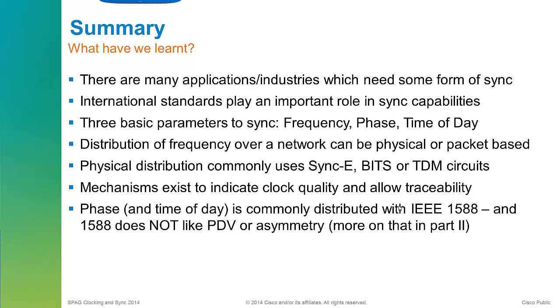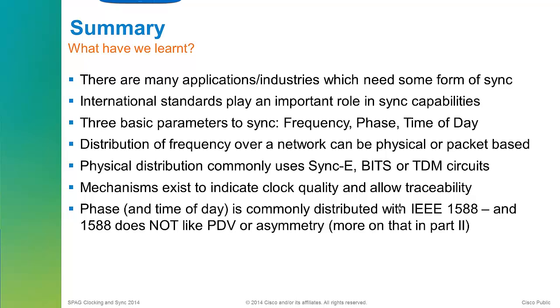There are 3 basic parameters for synchronization. There's frequency, which is pretty much required everywhere. Phase, which might be required based on certain criteria or radio technologies. And then you've got time of day. Distribution of frequency can be either physical based or packet based, but phase is packet based. For physical distribution, we normally use Sync E or TDM circuits, like SONET or even E1/T1. You can have in band or out of band, where you have a BITS interface on every router, but normally it's in band, where you carry the clocking signal with the data circuit.